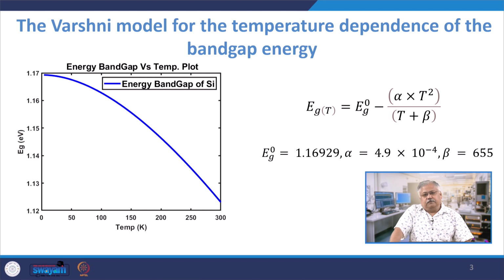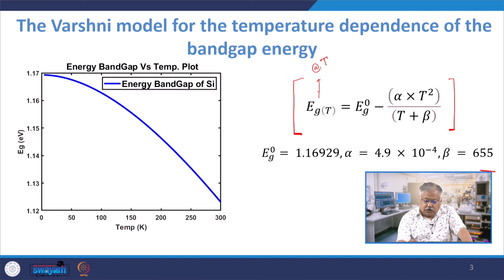The Varshni model for the temperature dependence of the band gap is given by the statement shown here, right. This is the statement given here, where EGT is basically the band gap at temperature T, as a function of temperature T. T is varied from 300 Kelvin and it goes down to 4 to 5 Kelvin, right. So, this is the variation which we do.